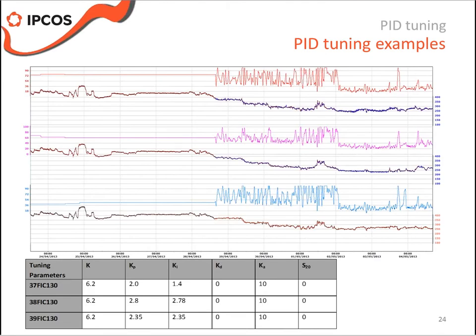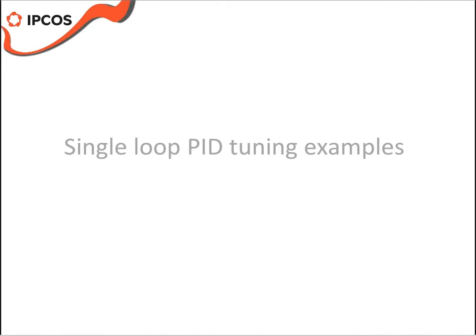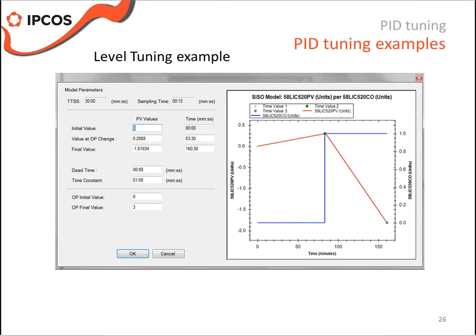Now, here again, nothing spectacular in terms of before and after trends, but here the value was that we were able to put these loops in automatic and control them in automatic post-tuning. And obviously set those flows in our APC system based on the requirement for each frame. Now let's go through some single loop PID examples. The first one is a level.